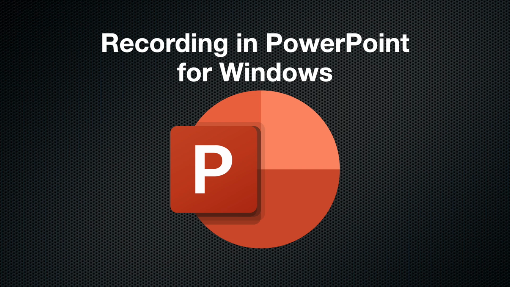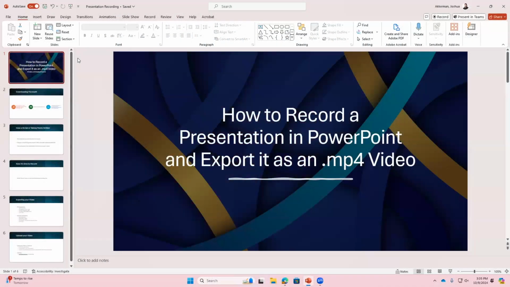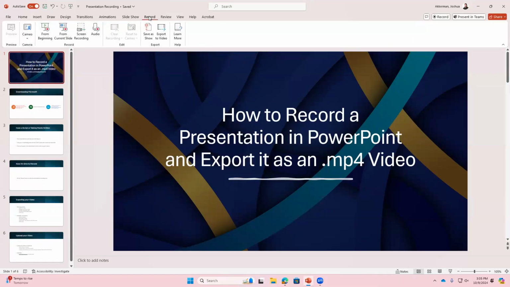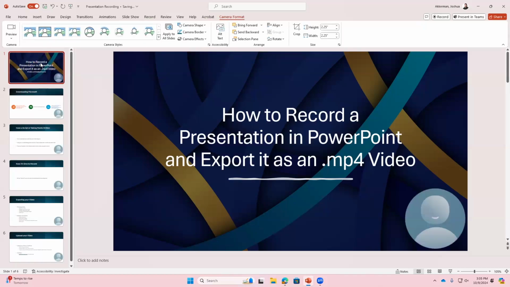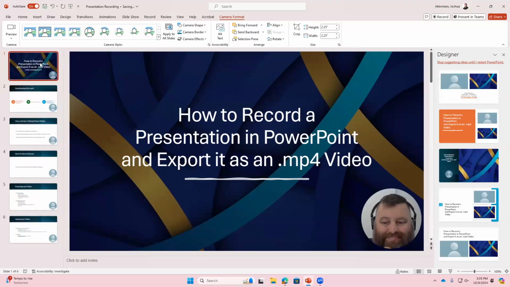Recording in PowerPoint, Windows. Let's first get your presentation ready for recording. We are now working in the desktop PowerPoint application. Go to the Record tab on the top menu ribbon. This will display multiple recording options, but we are looking for the one called Cameo. Click the drop-down next to Cameo button and select All Slides to apply a camera feed across all slides.